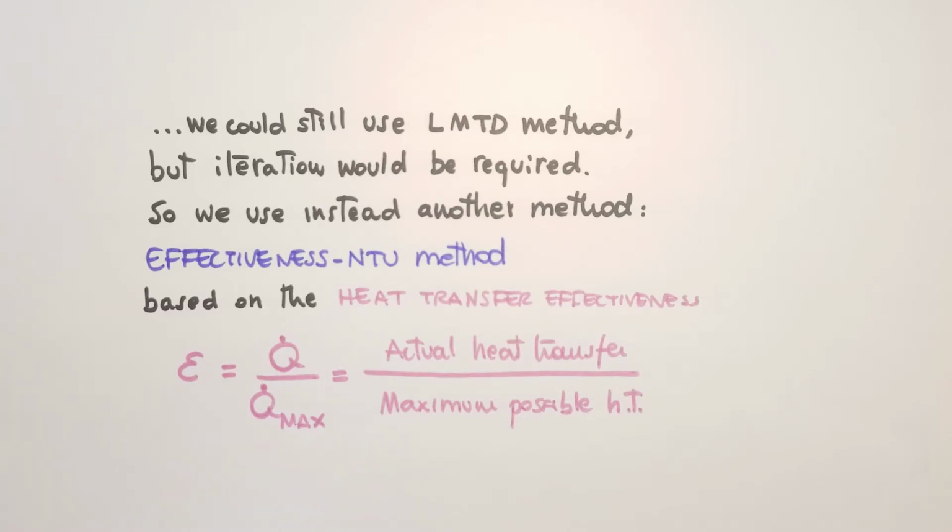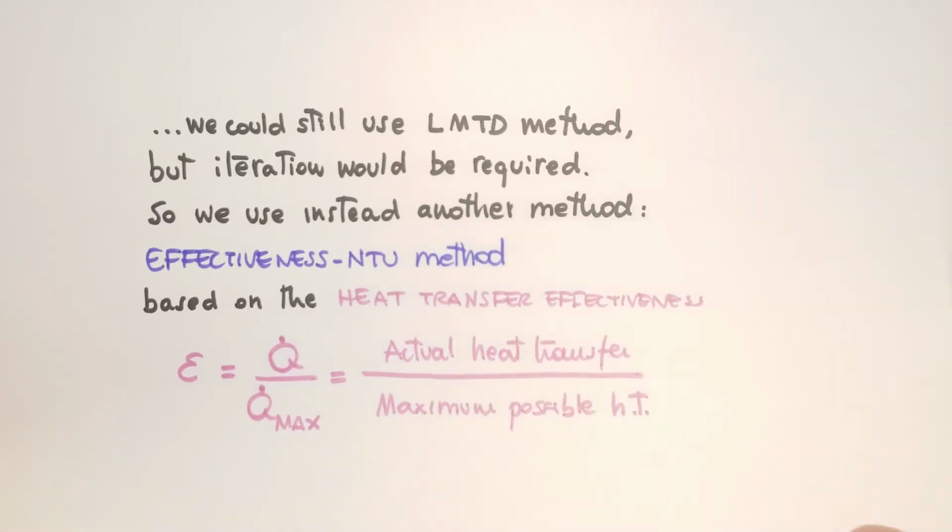Instead, the effectiveness NTU method is based on the heat transfer effectiveness, epsilon, and that's defined as the ratio between the actual heat transfer exchange between the two fluids and the maximum possible heat transfer that could be achieved for those mass flow rates and inlet temperature difference.